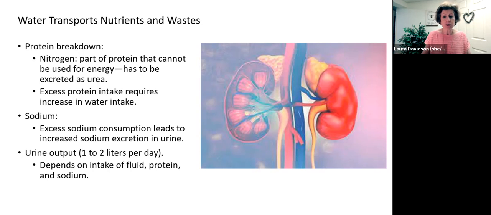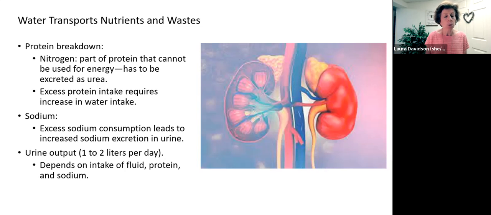That urea is an extra solute that pulls in fluid. So if you're on a very high protein diet, well above your needs, you need to make sure to drink enough water, to drink extra water because of that.